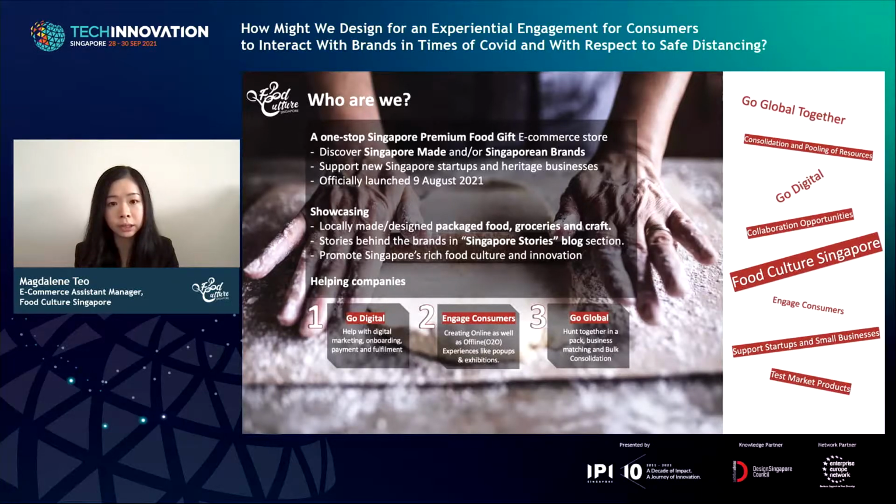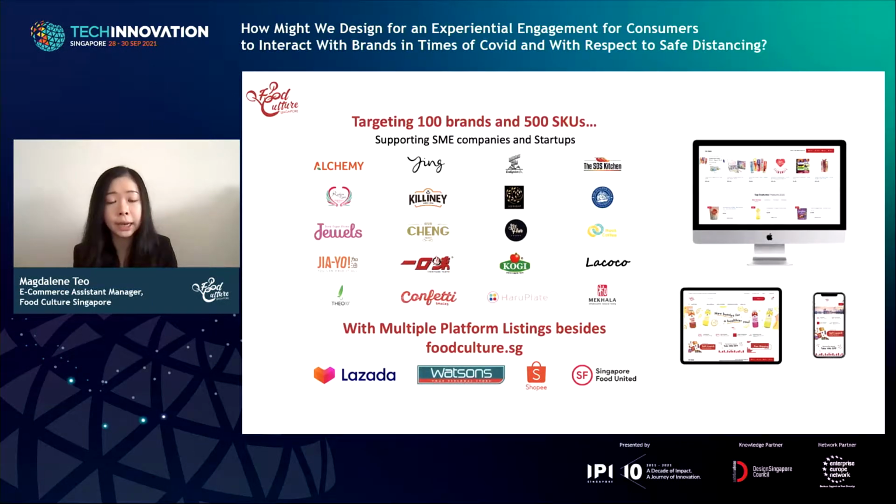And lastly, we want to help these companies go global. This is done by tapping onto our existing business networks, as well as linking businesses up together to collaborate and expand. Currently we have about 30 plus brands on our platform, and we are targeting to reach 100 Singaporean brands by the end of this year.